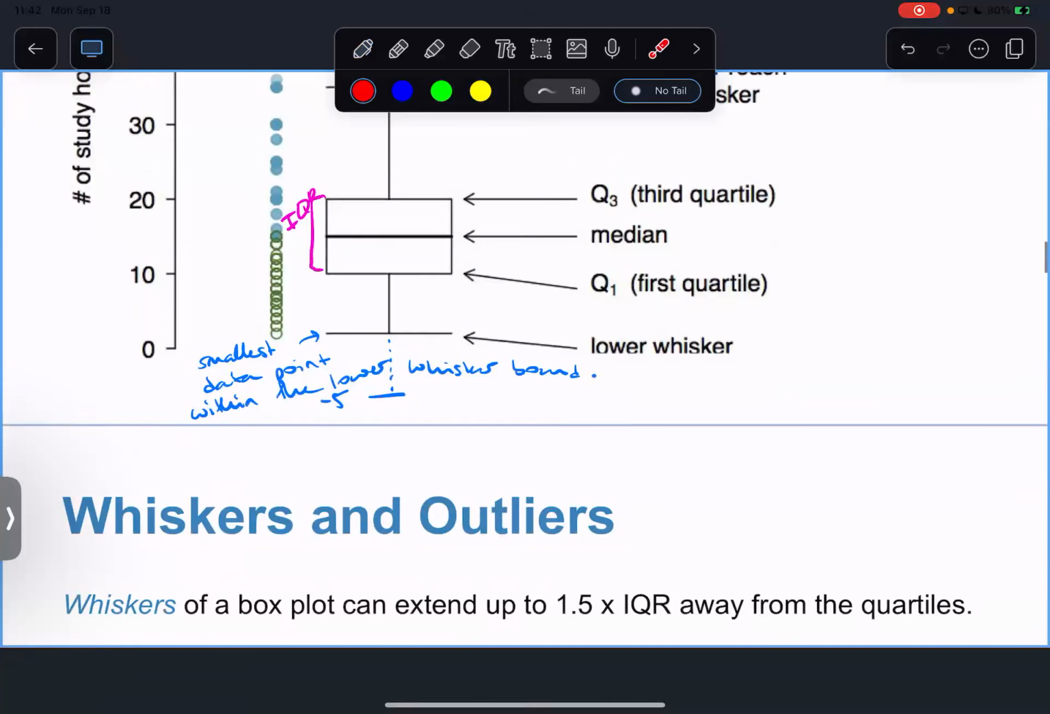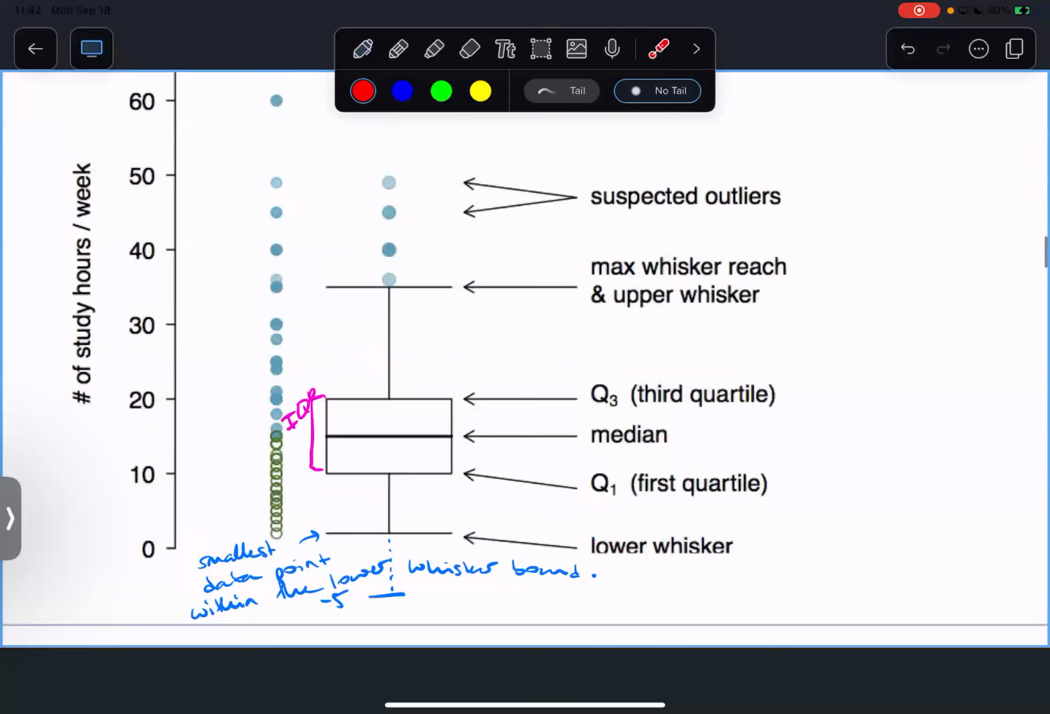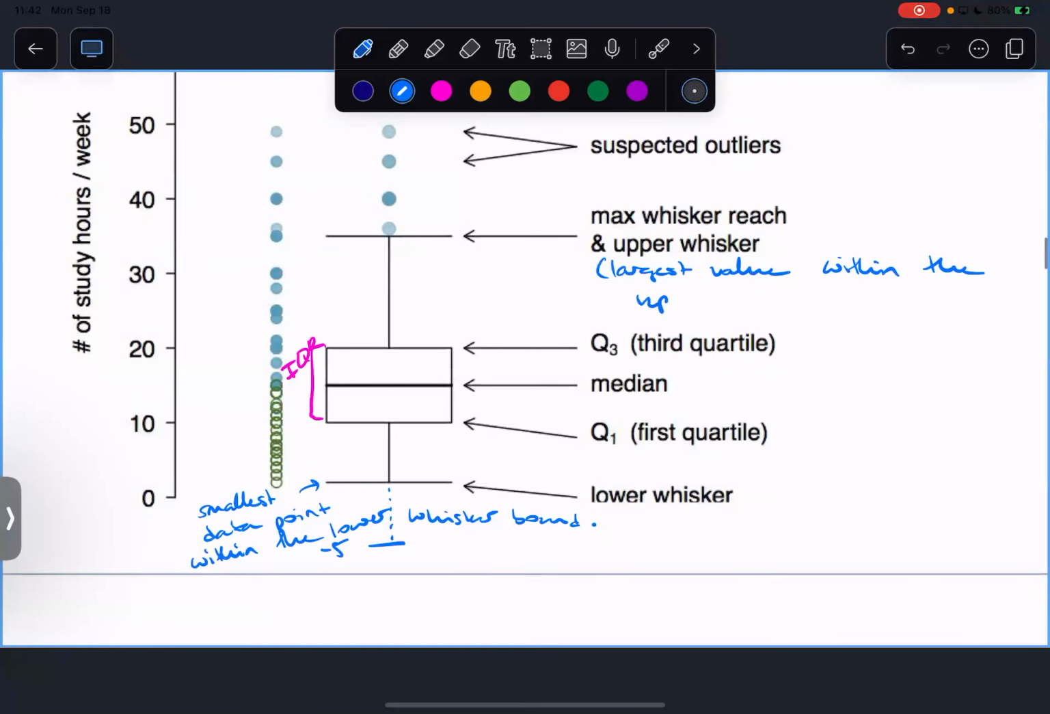What we see on the top here, though, is that we've drawn the whisker, it says it's the max whisker reach and the upper whisker, but it should be the largest value within the bound, because we only draw data points. So here, it's the largest value within the upper bound.